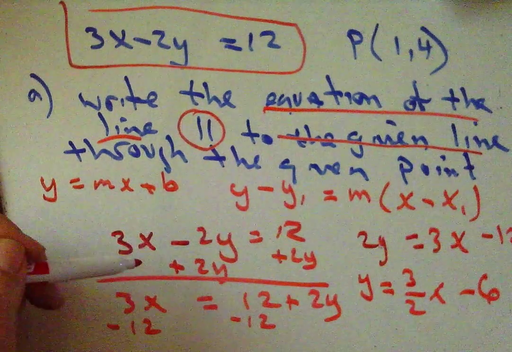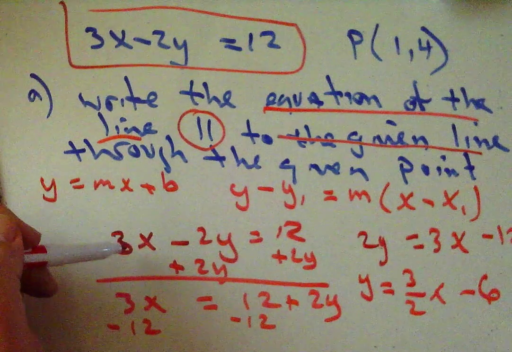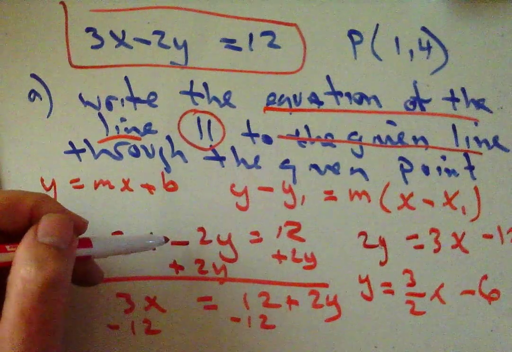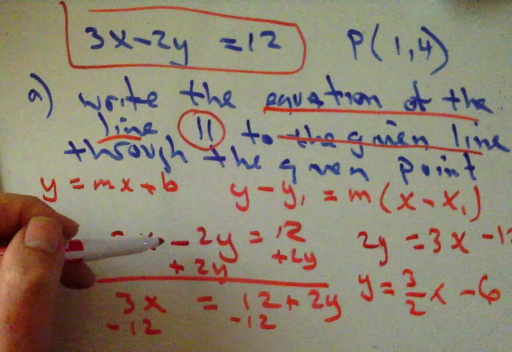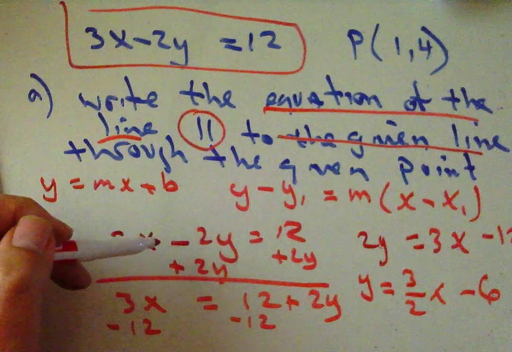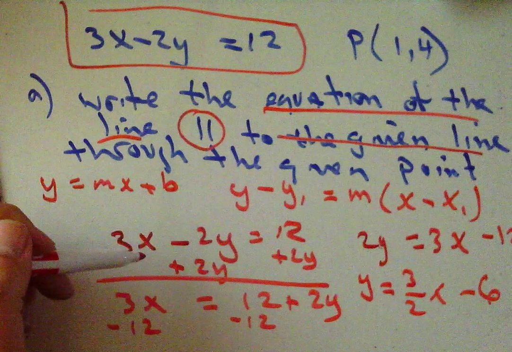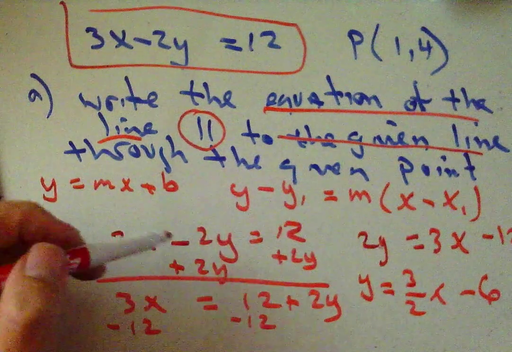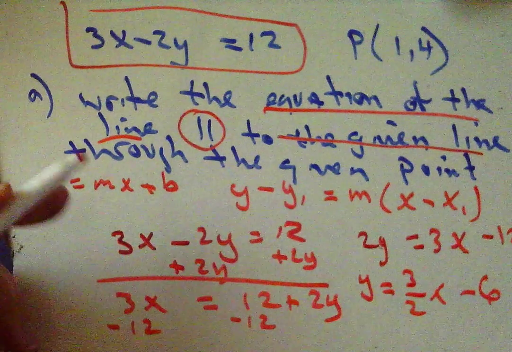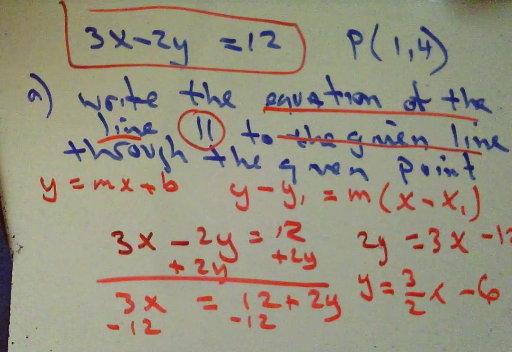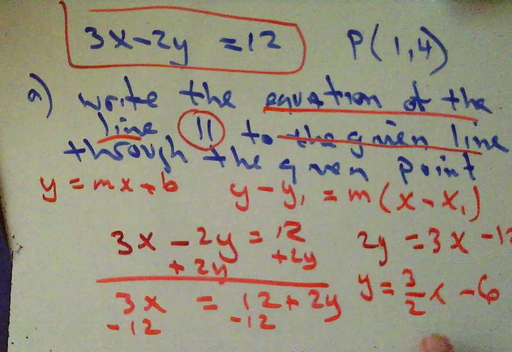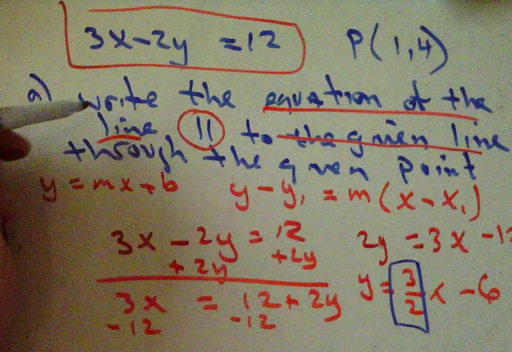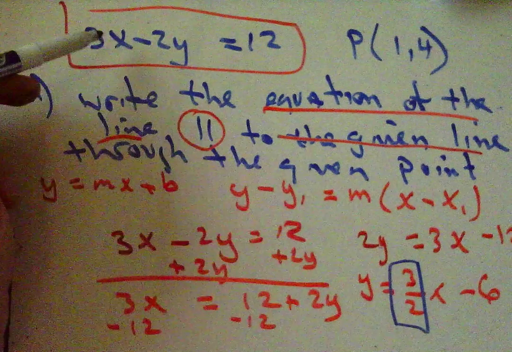Now, you might have said, Mr. Kukla, why didn't you subtract the 3x from both sides and divide by negative 2y? And the answer is, yeah, of course you can. It doesn't matter. We've got two different ways to get to y equals. And I chose to move the y's over there. You could choose to move the x's over there. We end up with the same thing. A slope of 3/2. Okay, so I'm supposed to write the equation of a line parallel to this one.